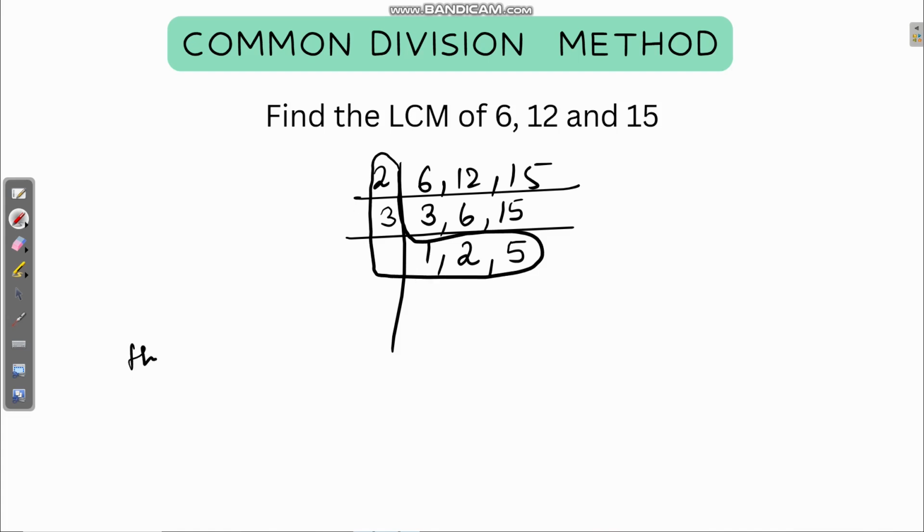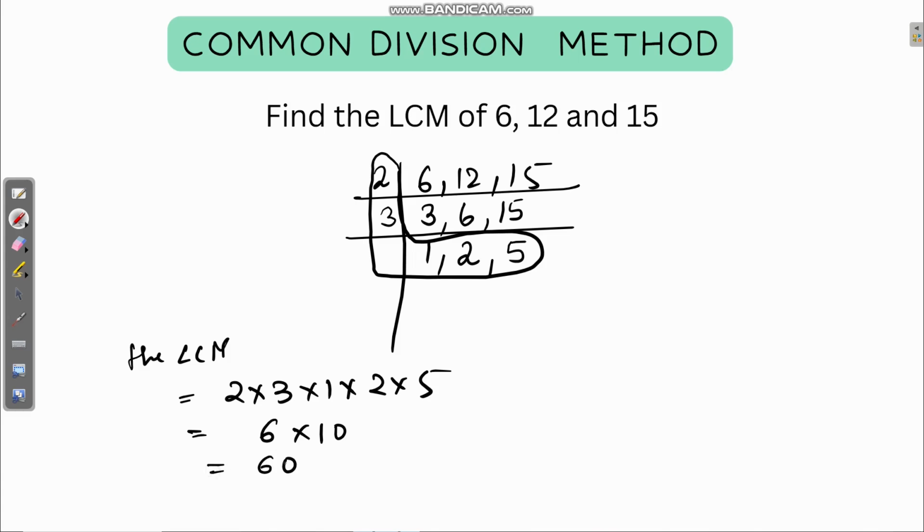तो अभी the LCM over here, you have to just multiply. That is 2 into 3 into 1 into 2 into 5. So if you notice, 2 into 3 is 6, into 2 into 5 is 10. So the answer is 60. So 60 is such a number which comes in the table of 6, 12 and 15. So the LCM is 60. Okay, the next question.